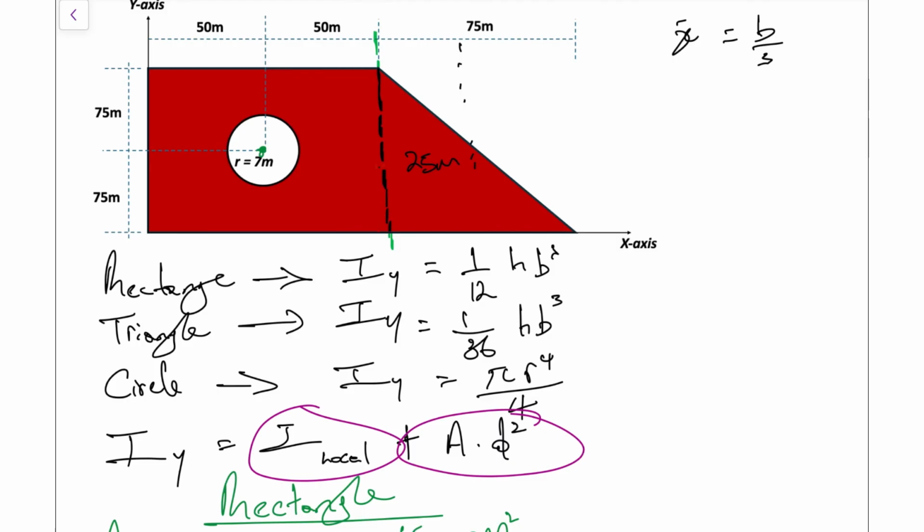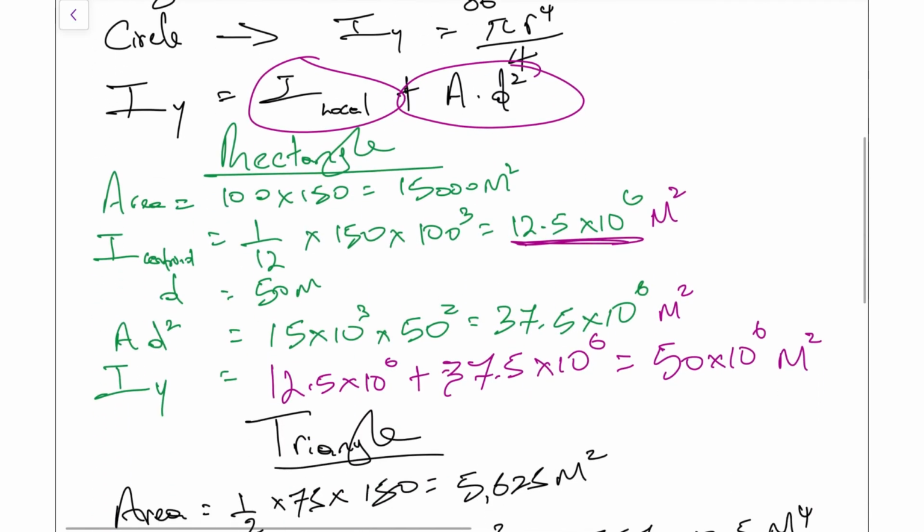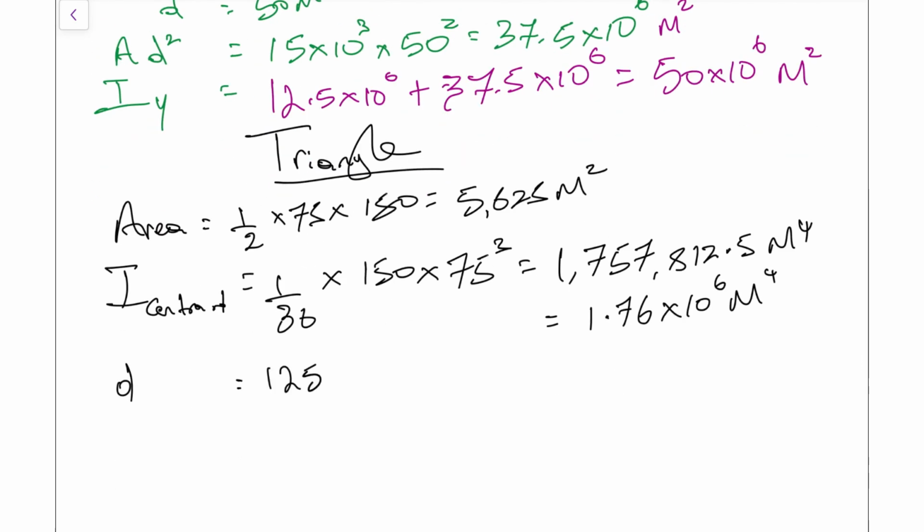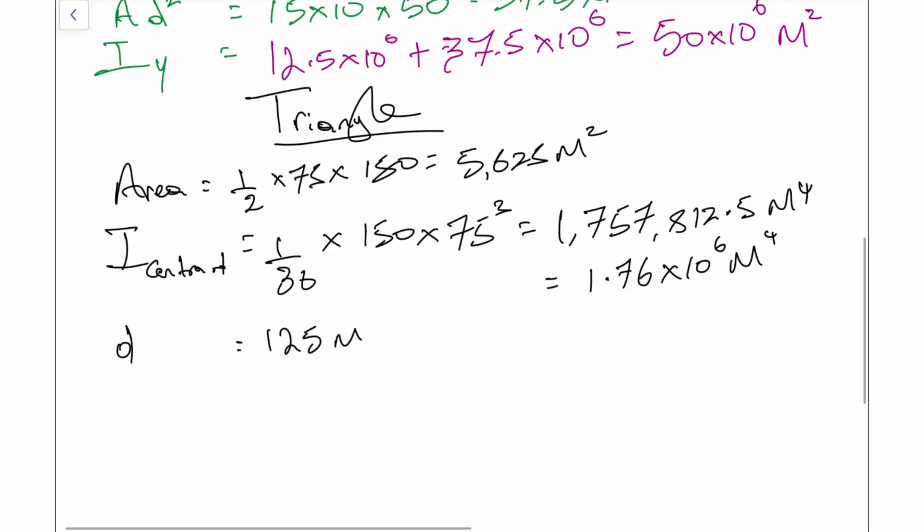And that needs to be added to this 100 meters that's coming across. So that's this 50 meters plus this 50 meters and plus the 1/3 of the 75, which gives us that 25. So our D for the triangle is going to be 125 meters. So that's 125 meters there. And all we have to do next is the rest.